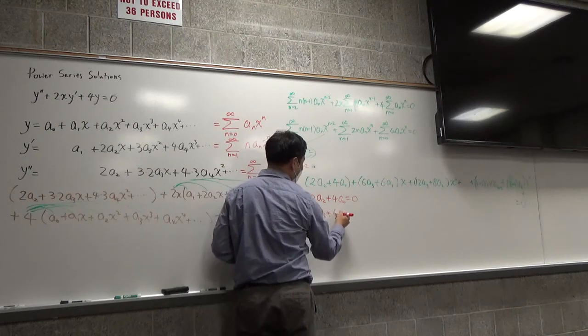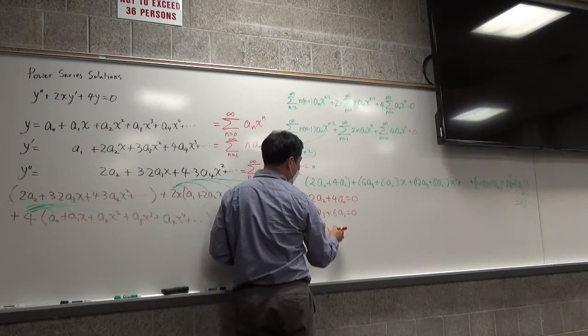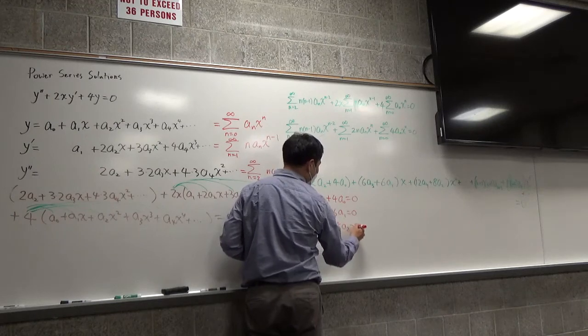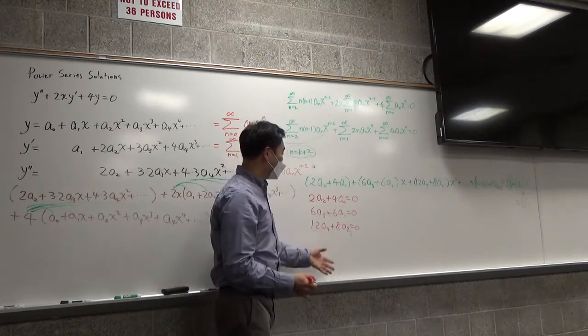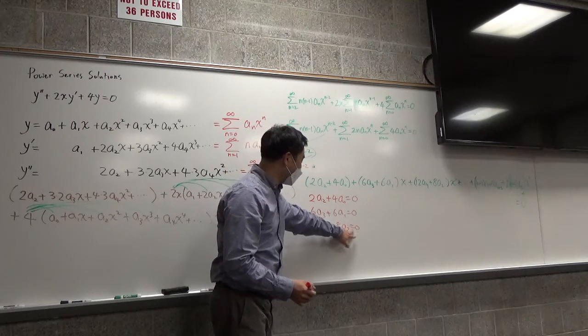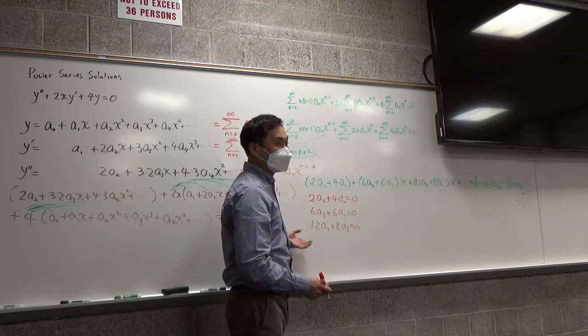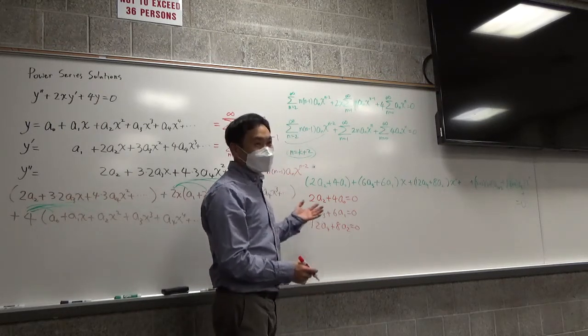6a3 plus 6a1 has to be 0. 12a4 plus 8a2 has to be 0. Okay, and now at this moment, some people would just give up, right? This is like infinitely many unknowns with infinitely many equations. You've never done that. But it's doable.